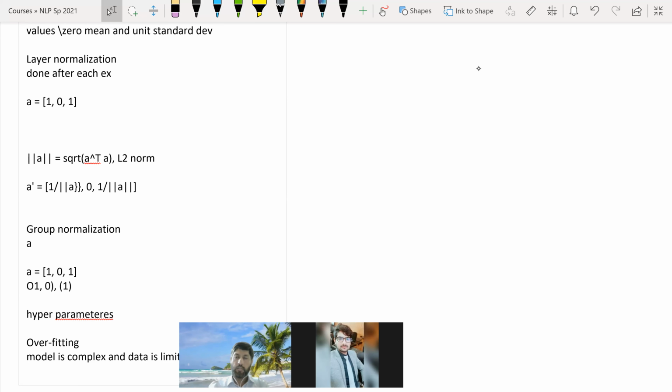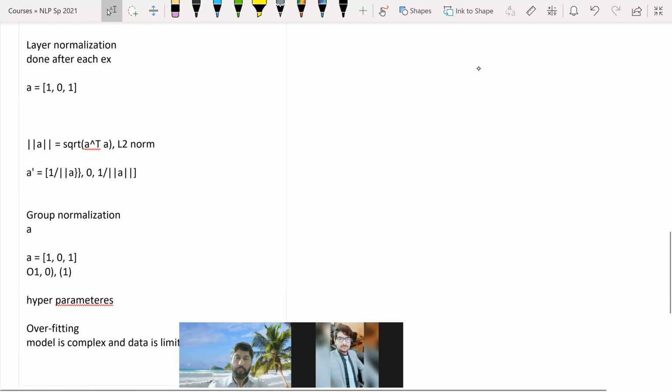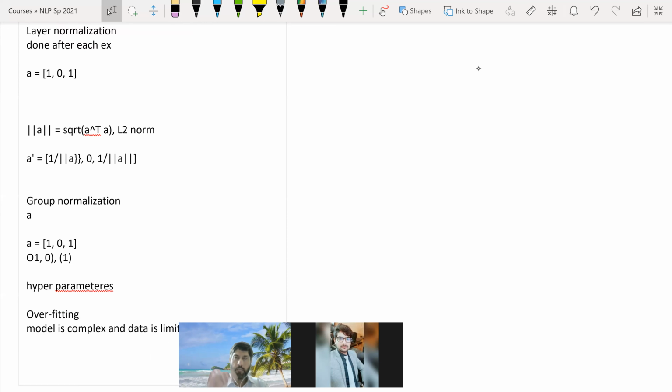Okay? So tons of parameters. So it means that such models are very powerful, very complex. And if you want to avoid overfitting, you will need lots and lots of data. Otherwise, your network would overfit.